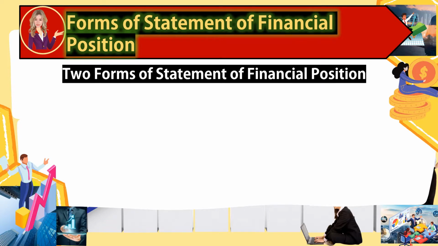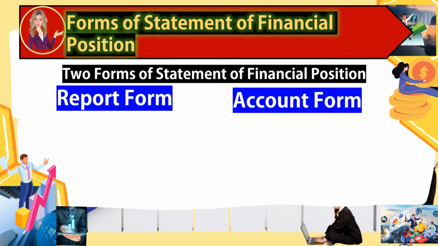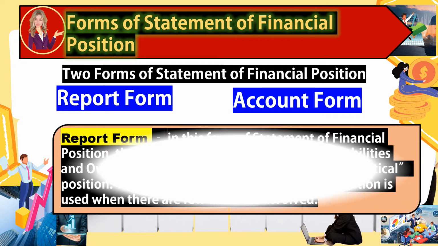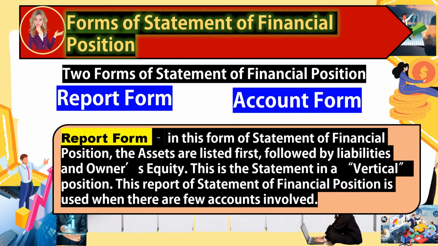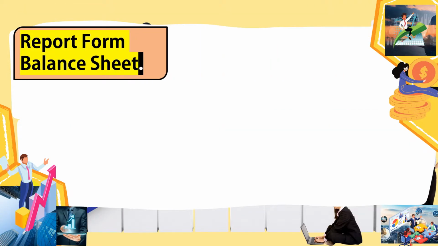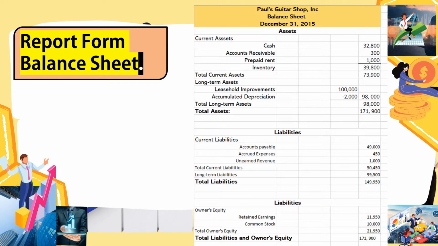In this form of statement of financial position, the assets are listed first, followed by liabilities and owner's equity. This is the statement in a vertical position. This report form is used when there are few accounts involved. Here is the example of a report form. It is reported in a vertical position with asset first, then liability, then owner's equity.